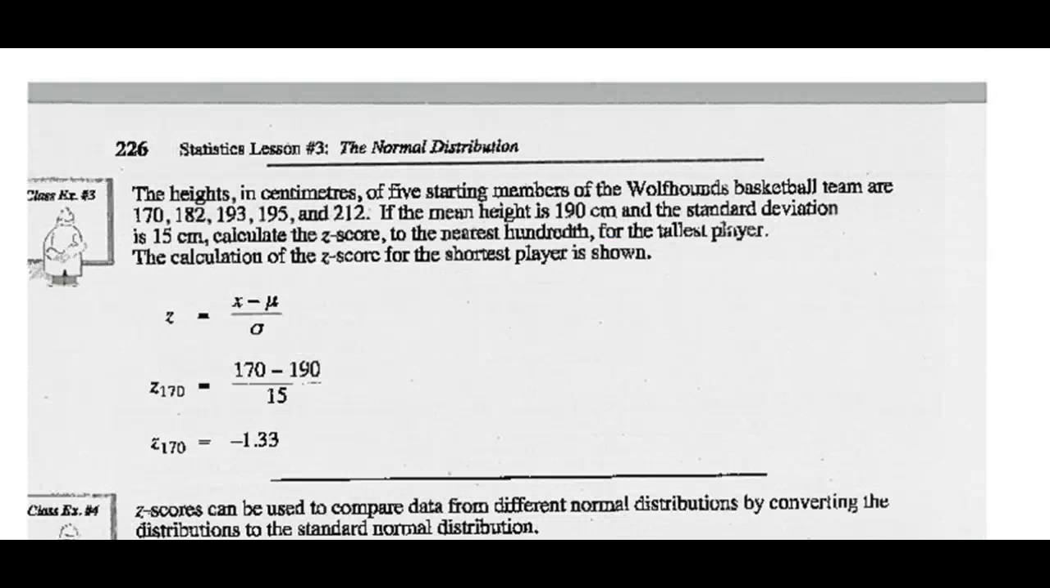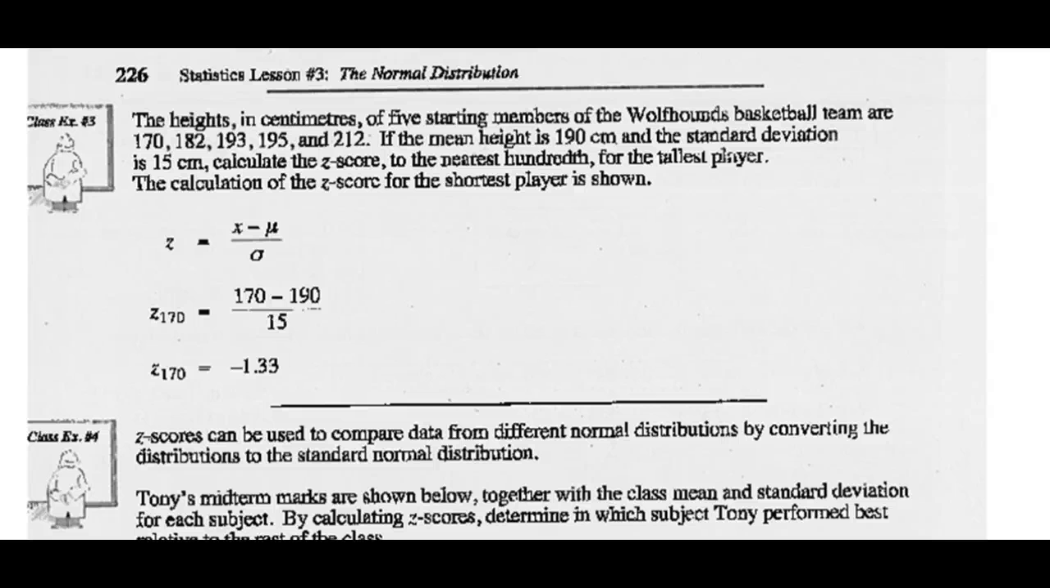All right. Example 3. The heights in centimeters of 5 starting members of the Wolfhounds basketball team are given. If the mean height is 190 centimeters and the standard deviation is 15 centimeters, calculate the z-score to the nearest hundredth of the tallest player. The one they've done is the shortest player. What's the z-score of 170? So let's follow that for the highest player.